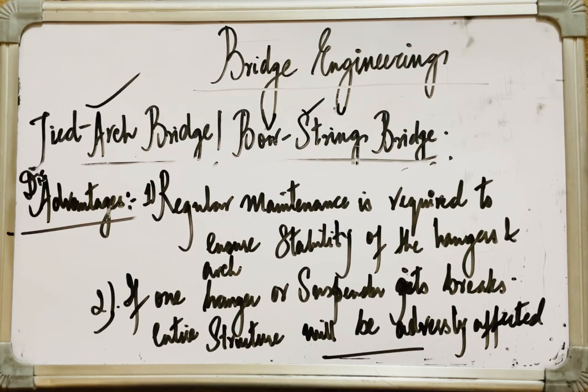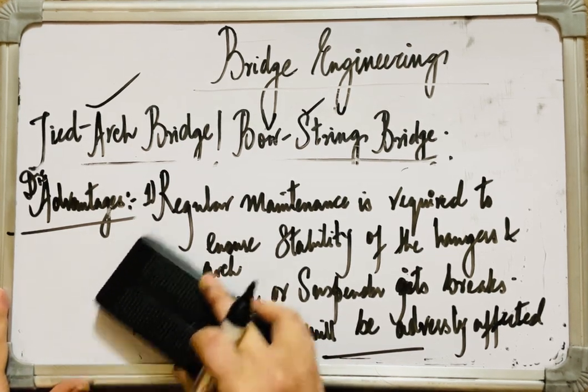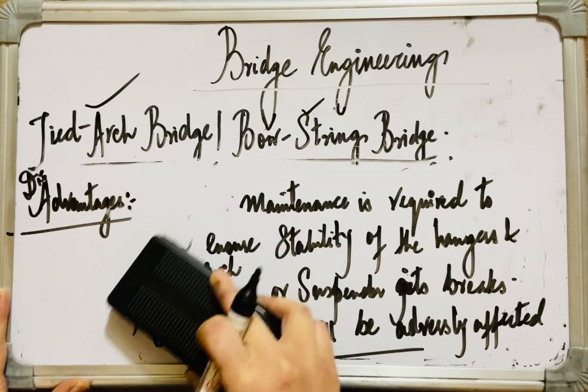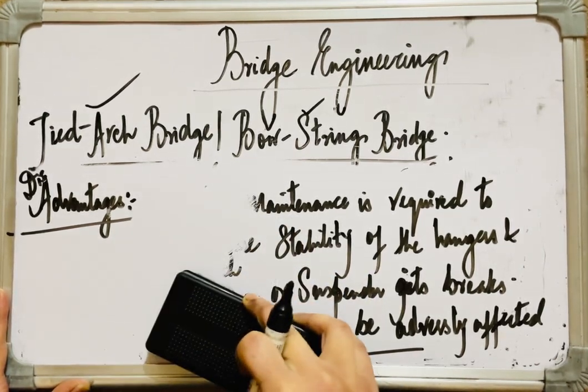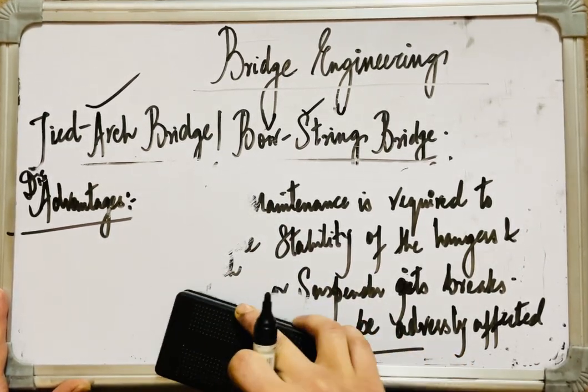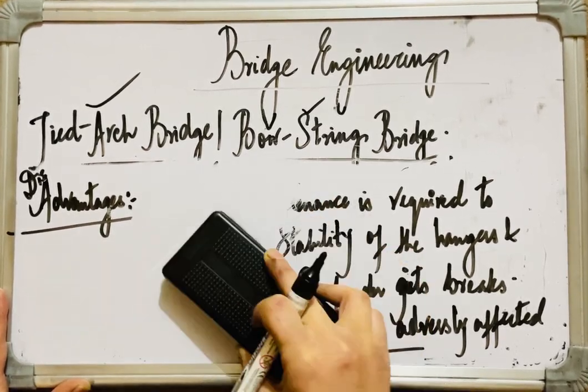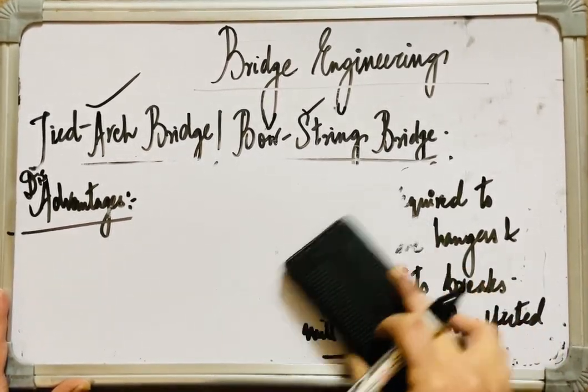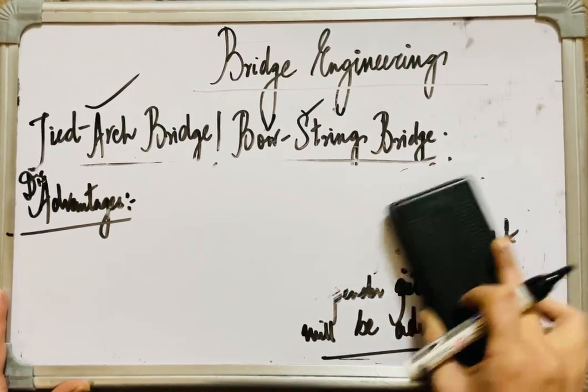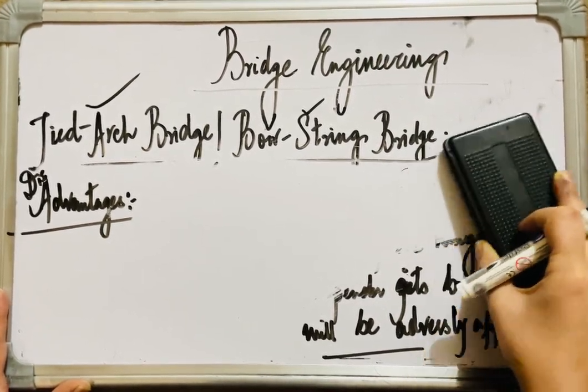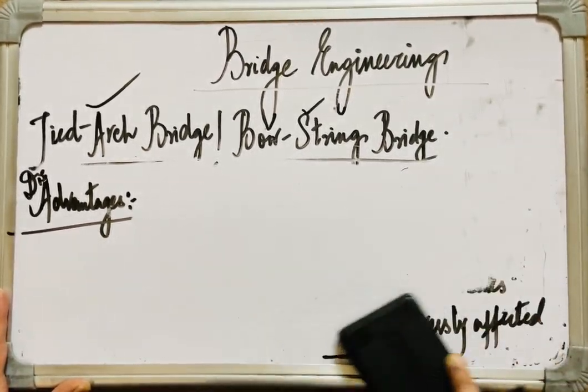The third drawback is that the size of the span is limited as compared with suspension bridges. There is no comparison with suspension bridges. They are the bridges that we can go for to construct spans in excess of 900 meters.